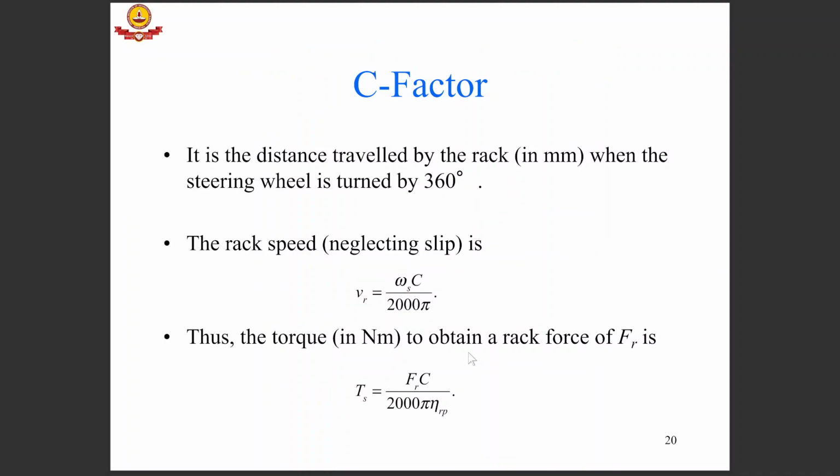So here there is something called a C factor. It is the distance traveled by the rack in millimeters when the steering wheel is rotated by 360 degrees. So if the rack speed is VR, that is given by omega s times C factor divided by 2000 pi. Okay, and thus the torque to obtain the force Fr in Newton meters is given by this expression.